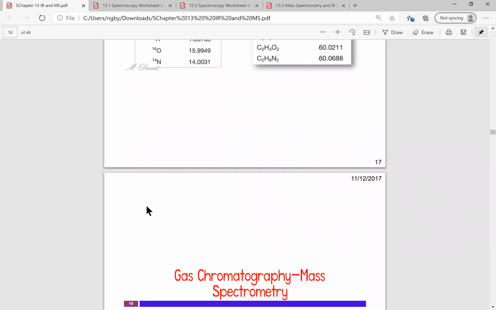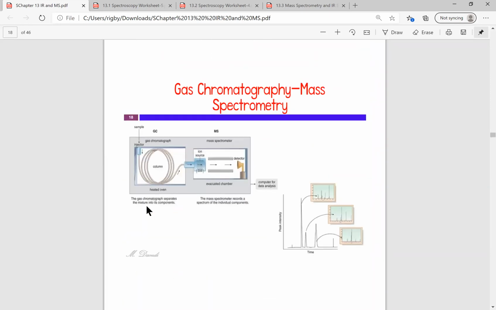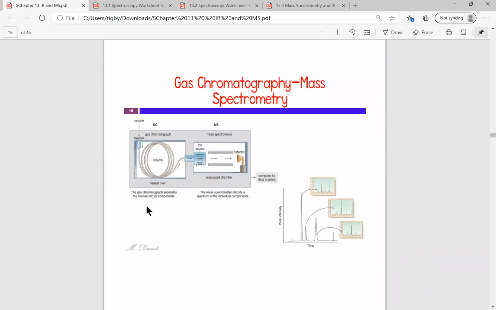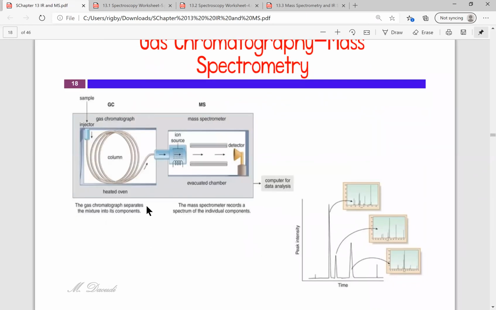And then the last part of this section of this chapter is going to be gas chromatography mass spectrometry. Basically, what we do with gas chromatography is we load a sample. This is a very, very simple definition, but essentially what we do is we load the sample into this column here, and we break it up.